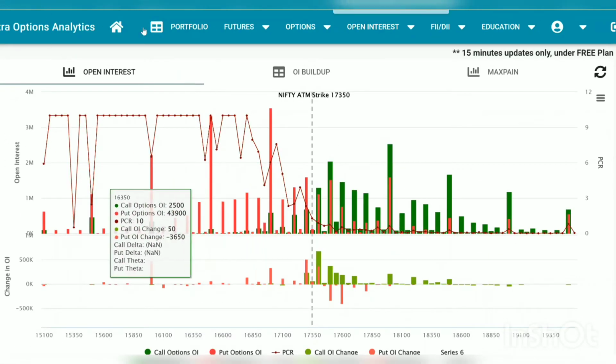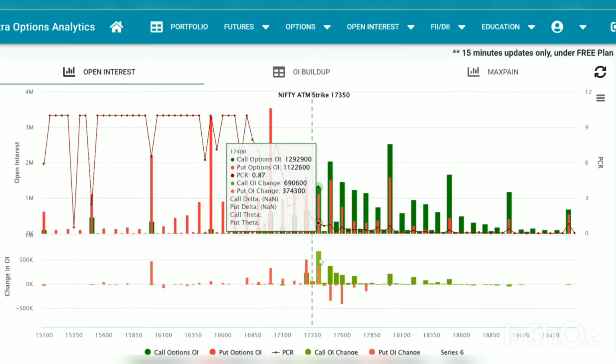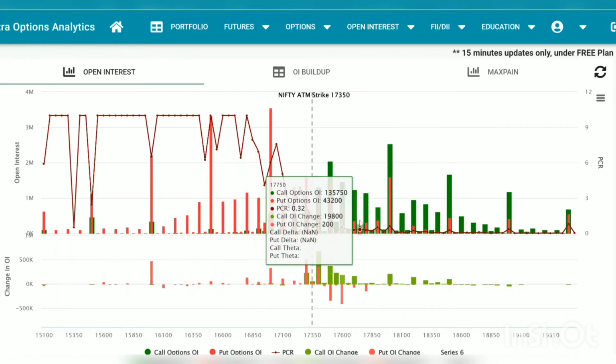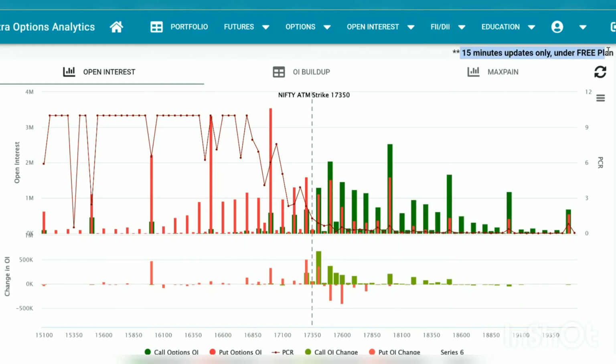And this Opstra site, I use it very much in the daytime, almost keep following this site, because it gives me a quite nice representation. I can easily come to know where open interest is increasing, where it is decreasing. This picture representation helps me. But if you see over here, there is a 15-minute delay under the free plan.